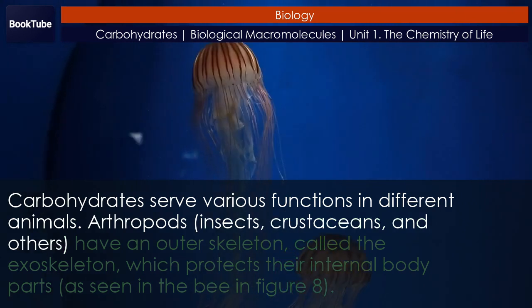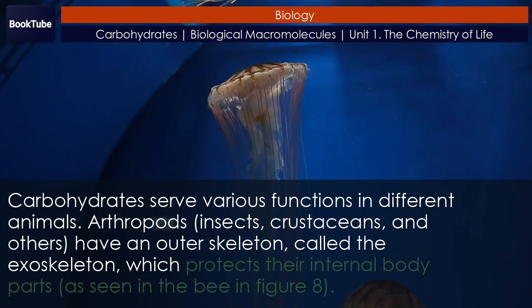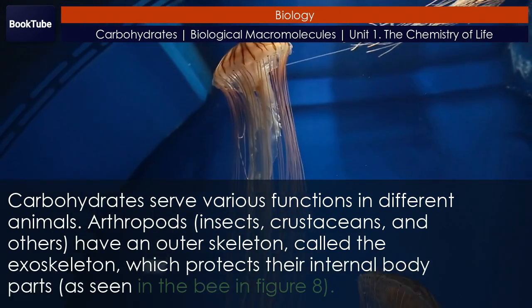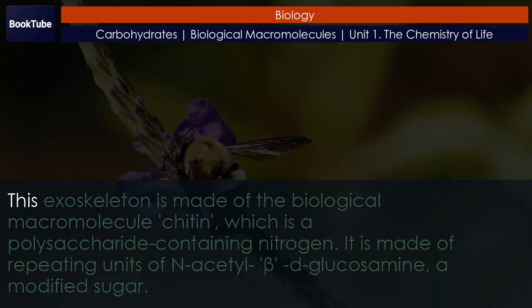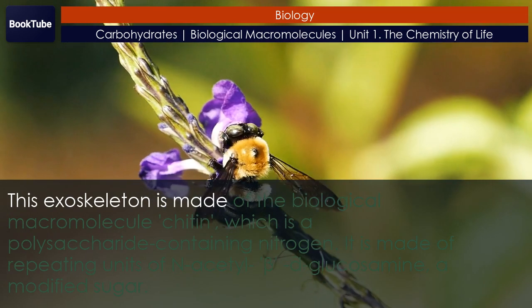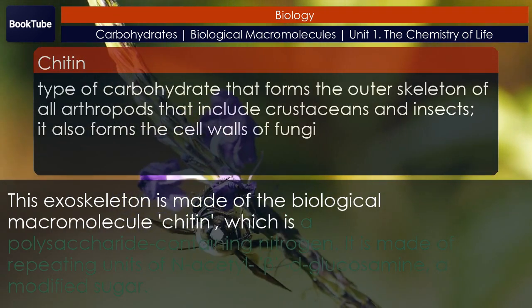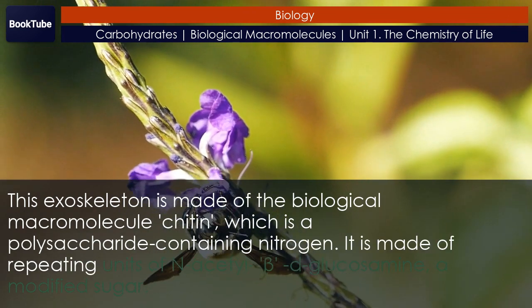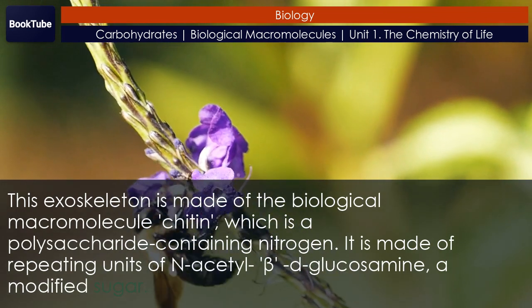Arthropods, insects, crustaceans, and others have an outer skeleton, called the exoskeleton, which protects their internal body parts, as seen in the bee in Figure 8. This exoskeleton is made of the biological macromolecule chitin, which is a polysaccharide containing nitrogen. It is made of repeating units of N-acetyl-beta-D-glucosamine, a modified sugar.